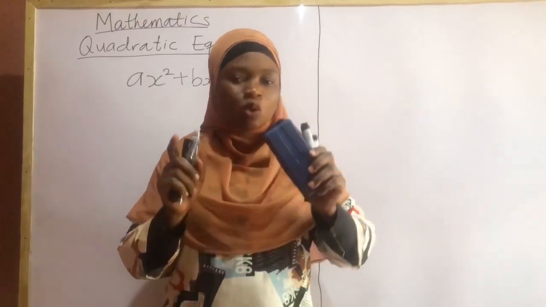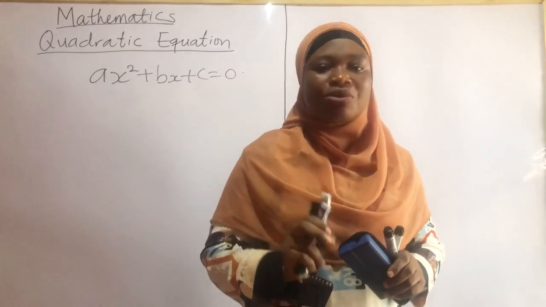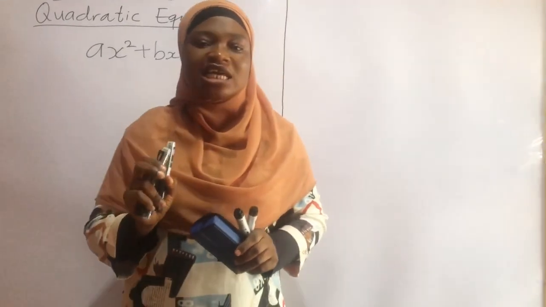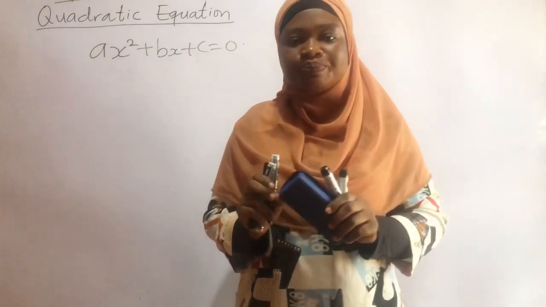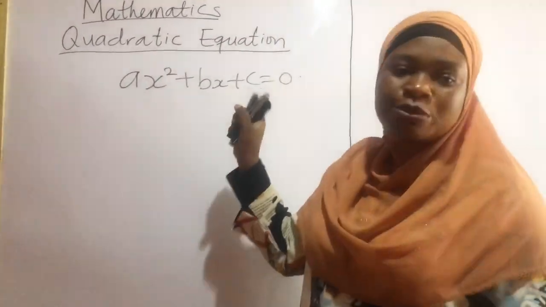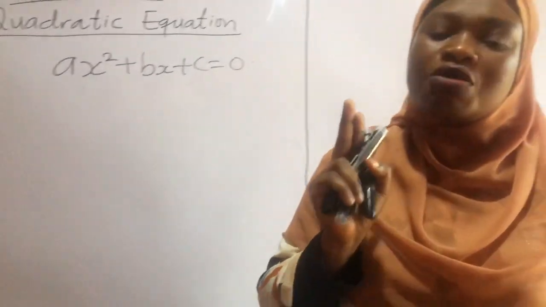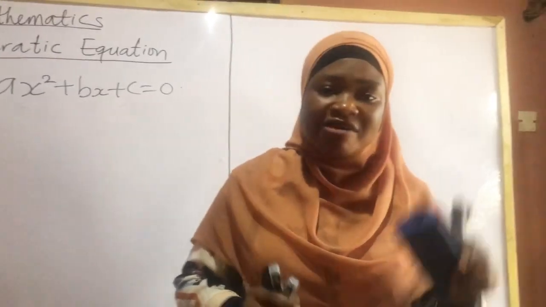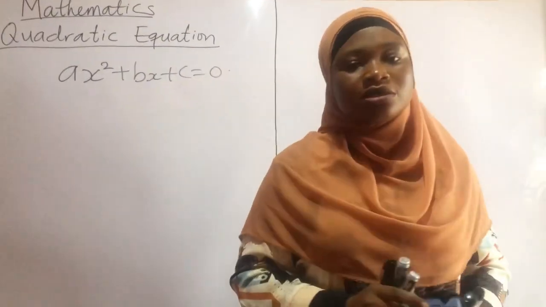In class we have started quadratic equations. A quadratic equation in one variable is defined as an equation in which the highest power of the variable is equal to 2, and it is of the form ax squared plus bx plus c is equal to 0. We have three methods that we can use to solve a quadratic equation: the factorization method, the completing the square method, and the formula method.